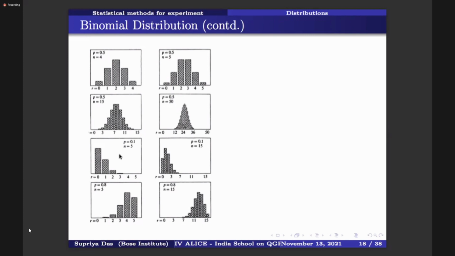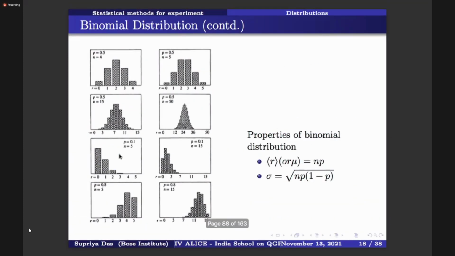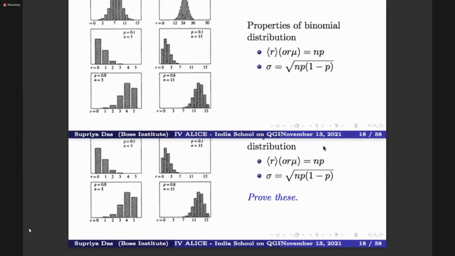And for this, I'll give you a homework that the properties of the binomial distributions can be described like this. So the mean of this distribution is n into p. n is the number of trials, p is the probability of success, and the sigma, that is the standard deviation, is given by square root of n into p into (1 minus p). So these two properties define a binomial distribution. And the homework is you prove this.